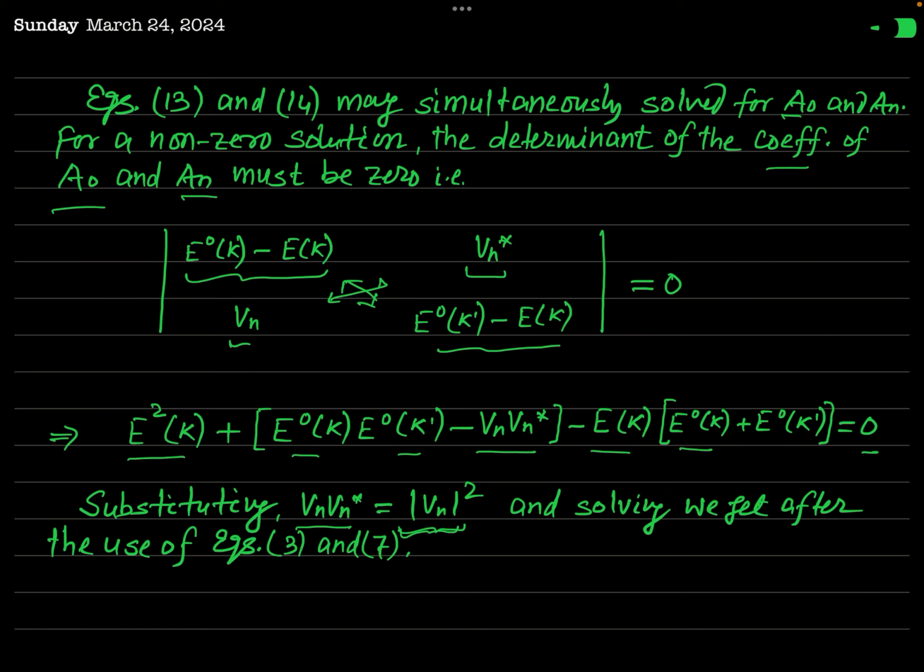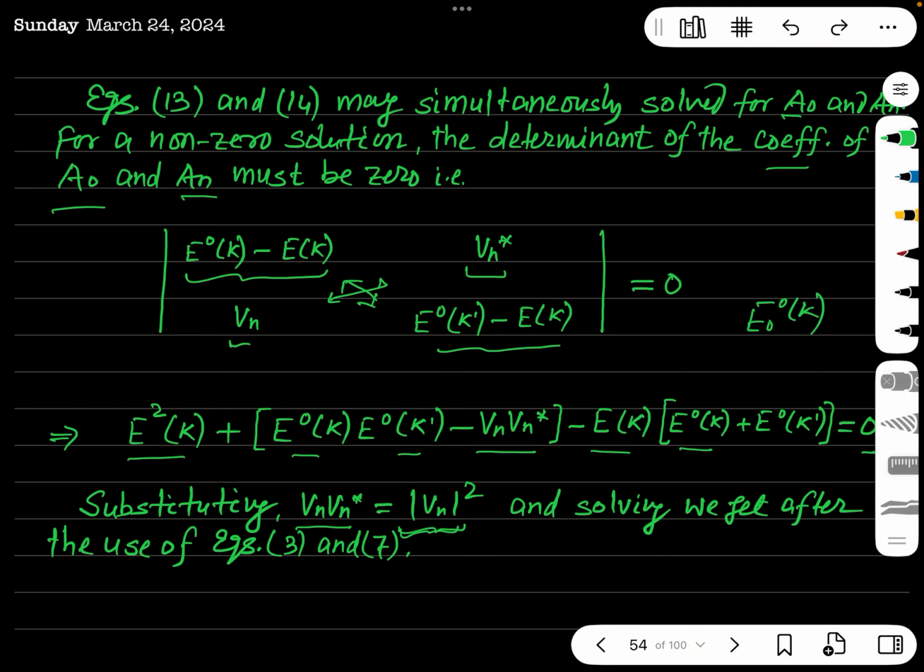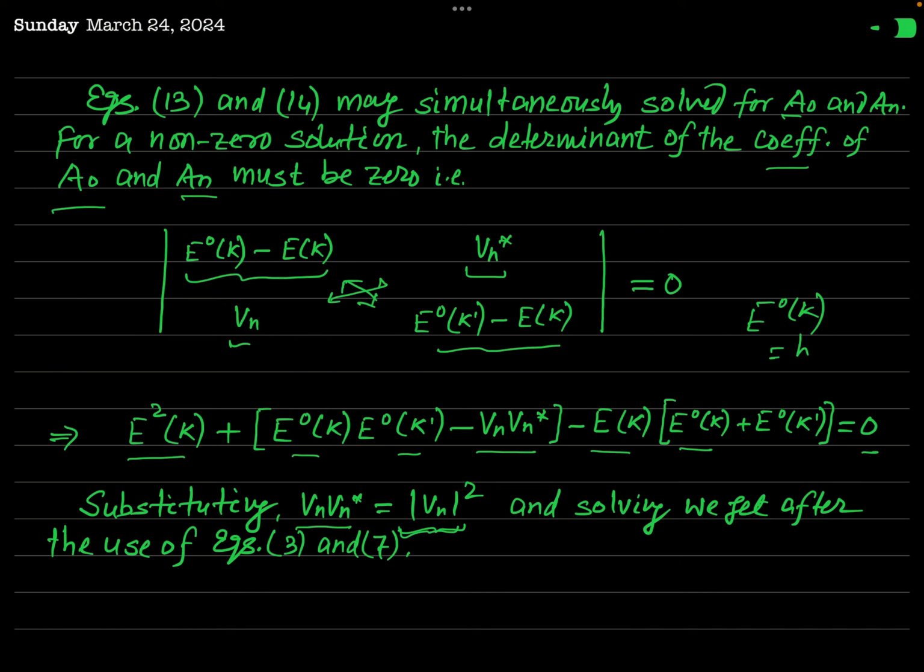And we will put the value of e naught k. You have seen that this e naught k, here the symbol naught is a superscript, not a subscript, okay. This is actually equal to h bar square k square over 2m, okay. And equation 7 also says that the expectation value of V is equal to Vn in a particular condition, otherwise 0. So we will use equation 3 where this has been defined, and in equation 7 you can see the result: k dashed V k is equal to Vn when k minus k dashed is equal to 2 pi n over a.